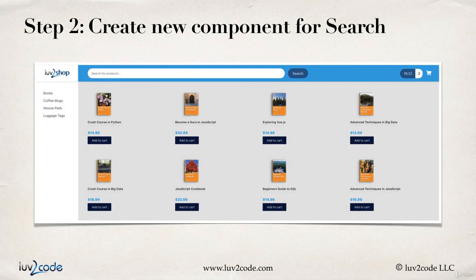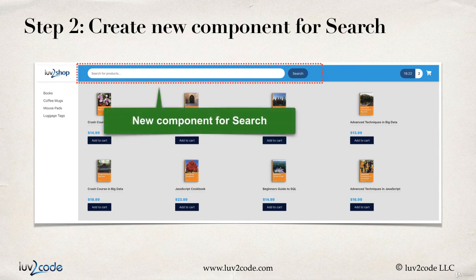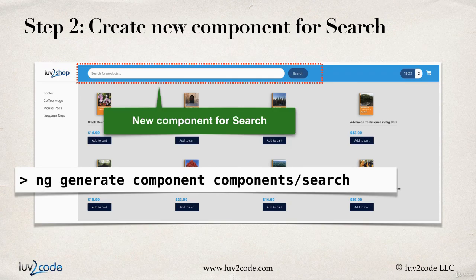Now, the next step here is creating a new component for search. So we'll actually build a new Angular component for this. We'll make use of ng generate, components/search. And we'll add code to this later.